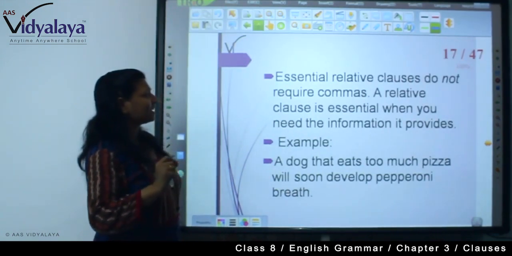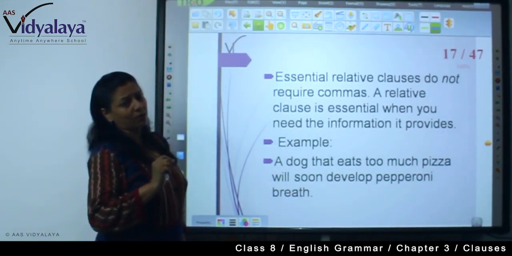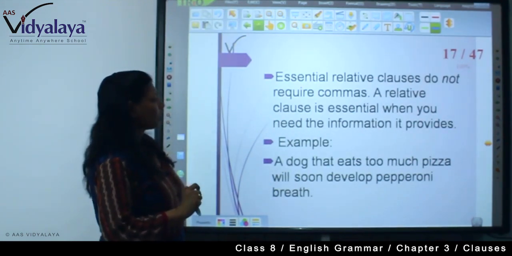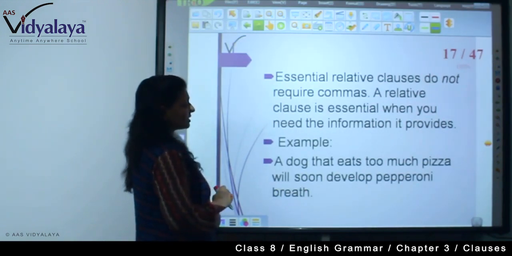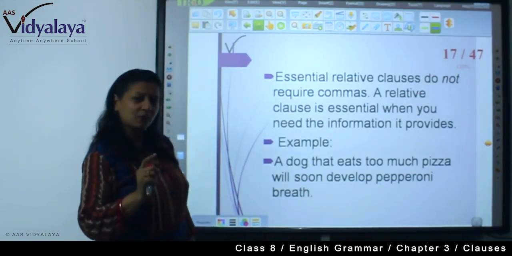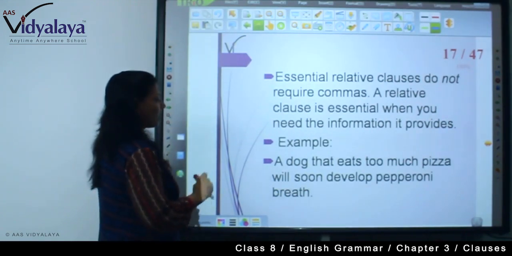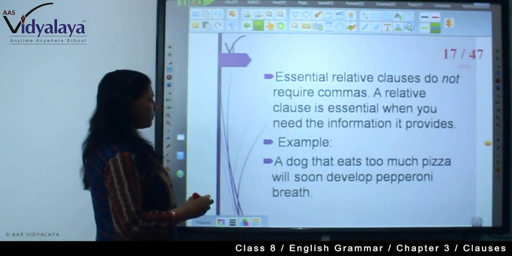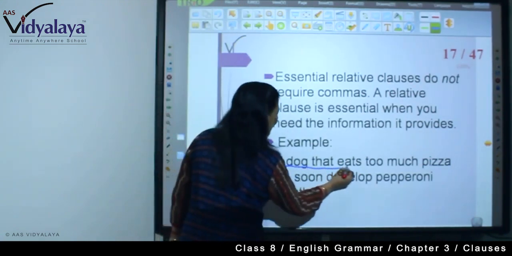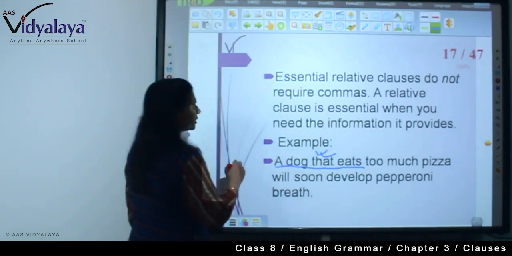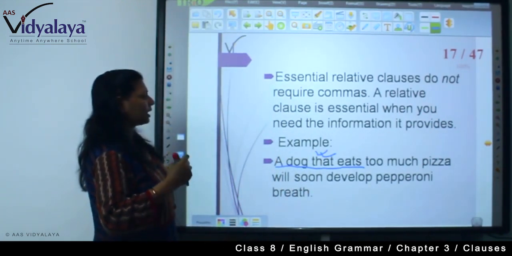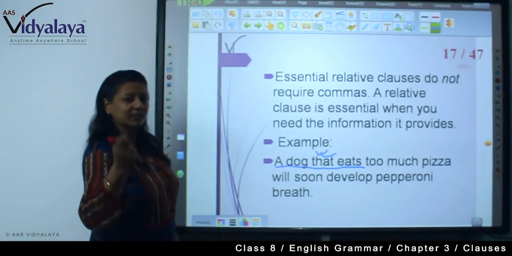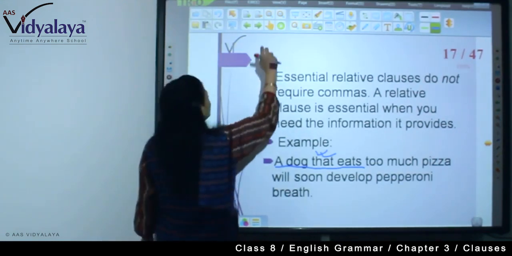Now, essential relative clauses do not require commas. Where it is an essential relative clause, that doesn't require any comma. And a relative clause is essential when you need the information it provides. What is that? A dog that eats too much pizza will soon develop pepperoni breath. Now, a dog that eats, here the relative clause doesn't require a comma, because here it is giving the information of the dog.